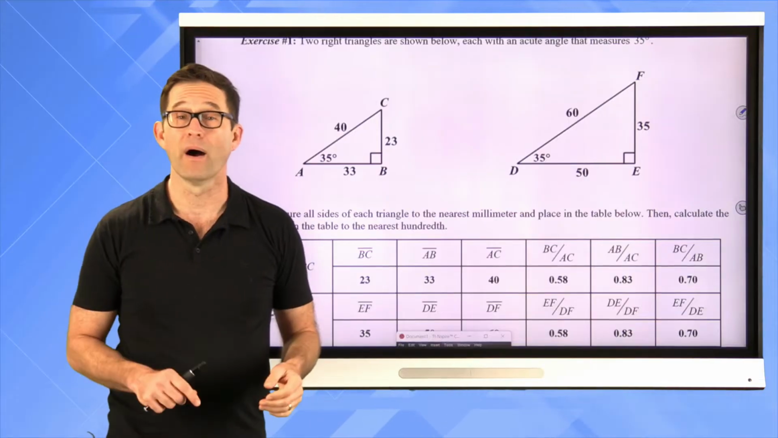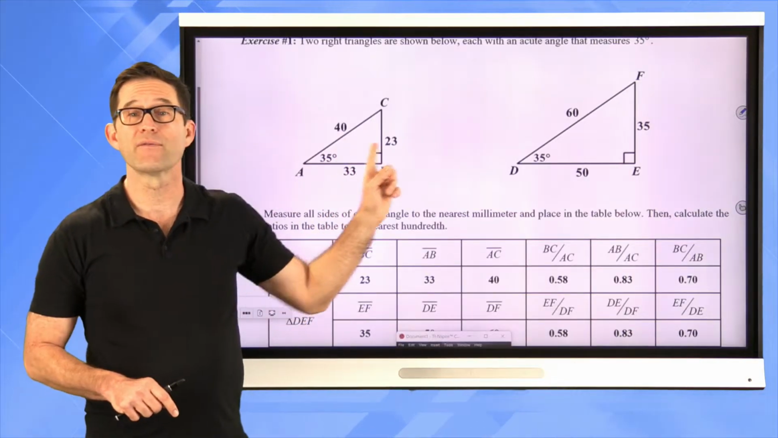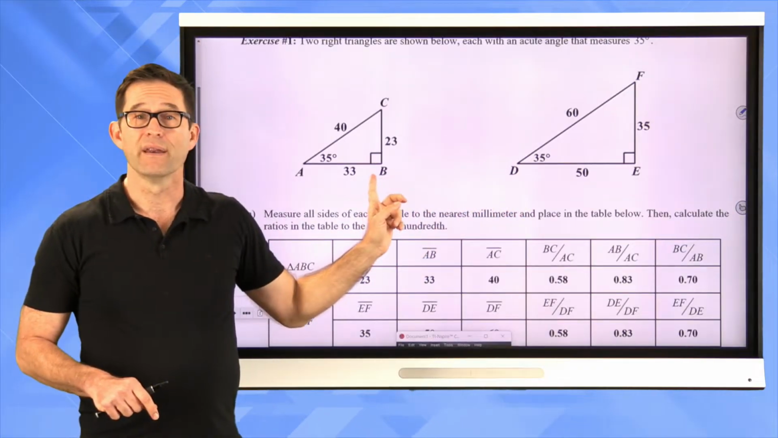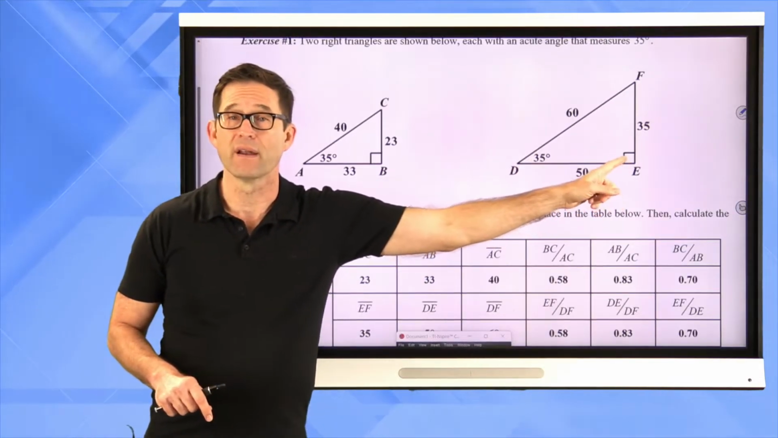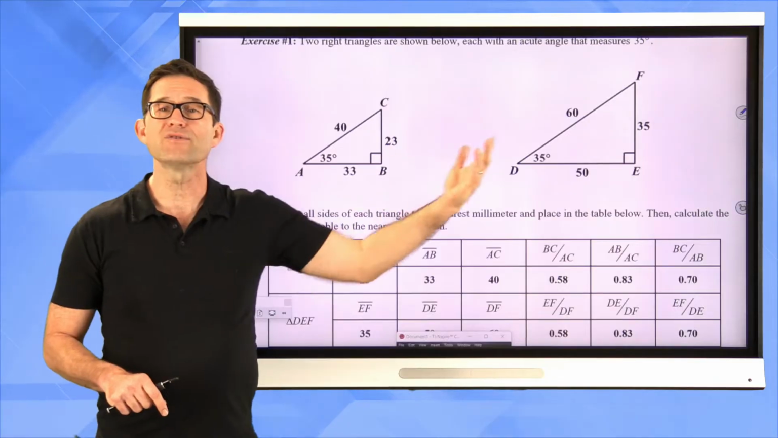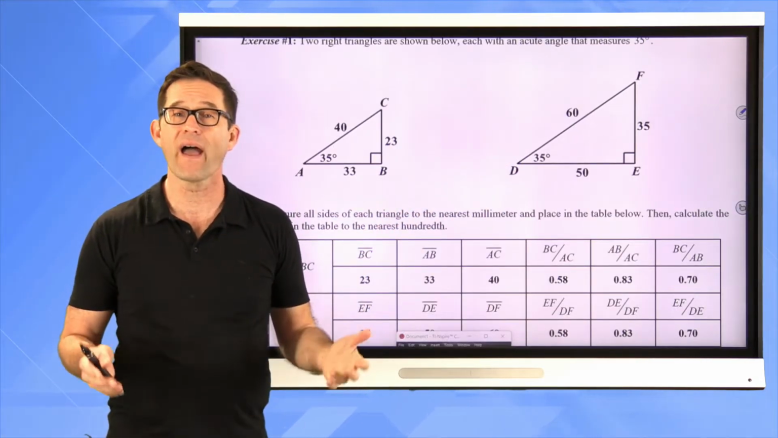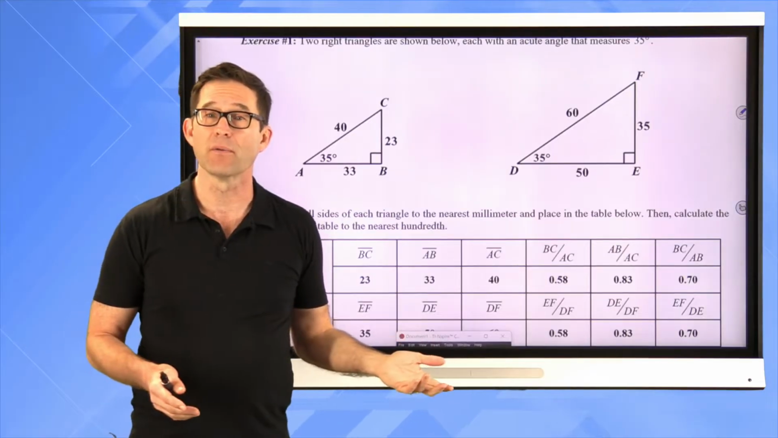All right, well, keep in mind, this triangle has a 35-degree angle. This triangle's got a 35-degree angle. This triangle's got a 90-degree angle. This triangle has a 90-degree angle. Therefore, these two triangles must be similar based on the angle-angle theorem of similarity.